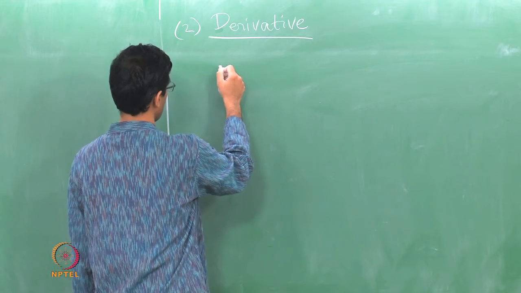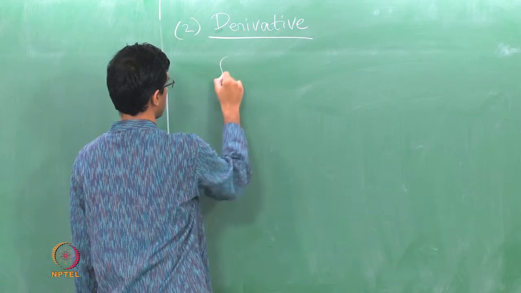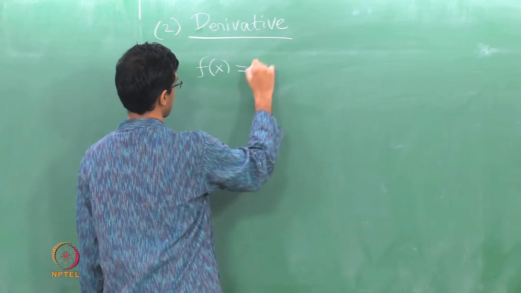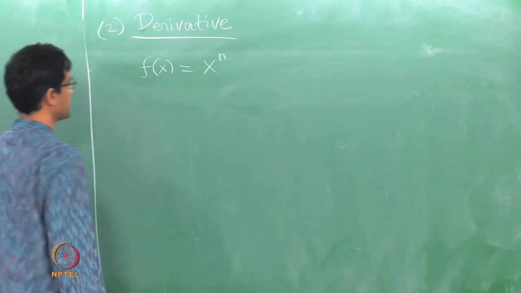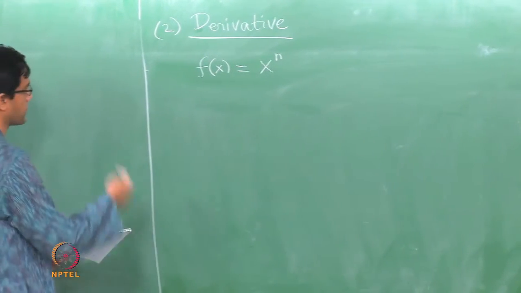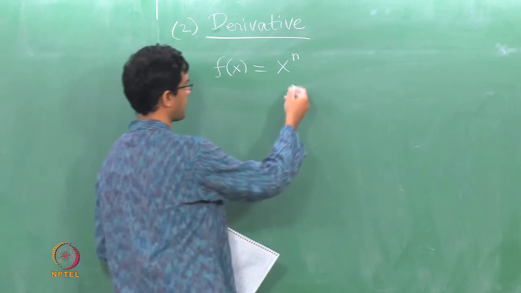So what is the derivative of x power n, for example. So if I take a polynomial f of x which is some power of x, so n here is for us, since it is a polynomial, I am talking about n greater than or equal to 0.